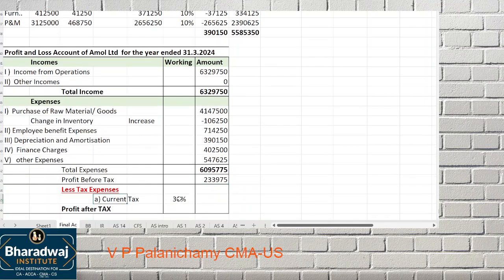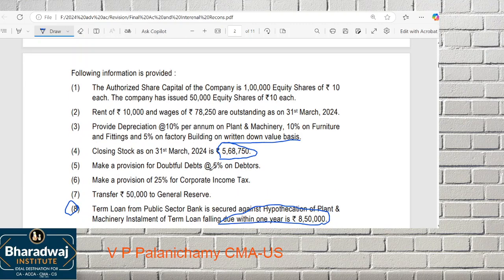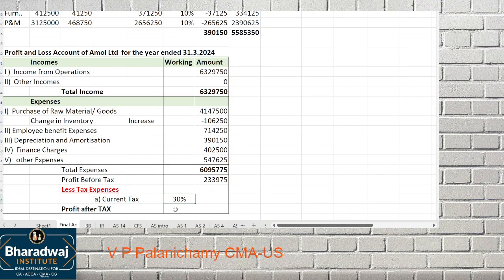Tax expenses, what percentage tax do they ask you to provide? Tax, how much do they ask you to provide? 25% for corporate income tax.